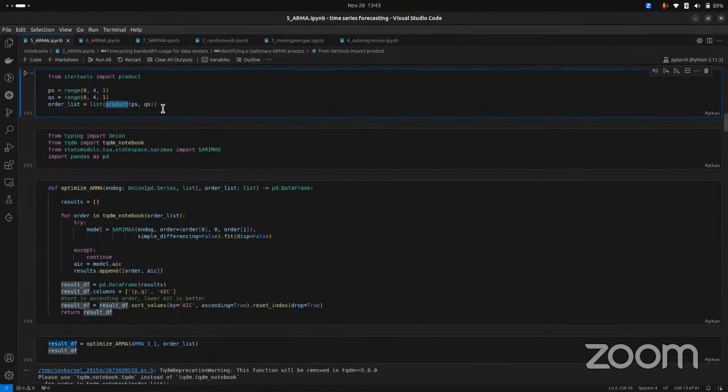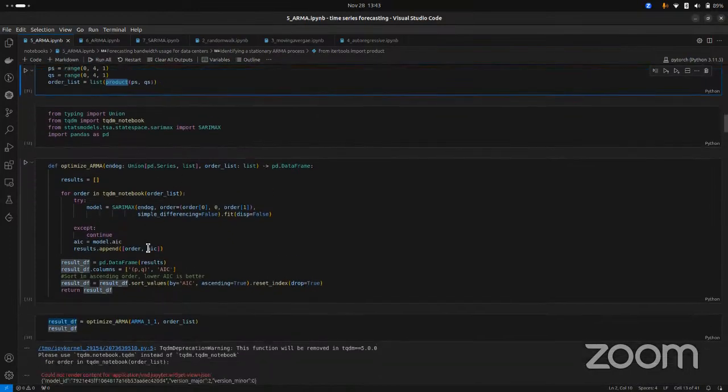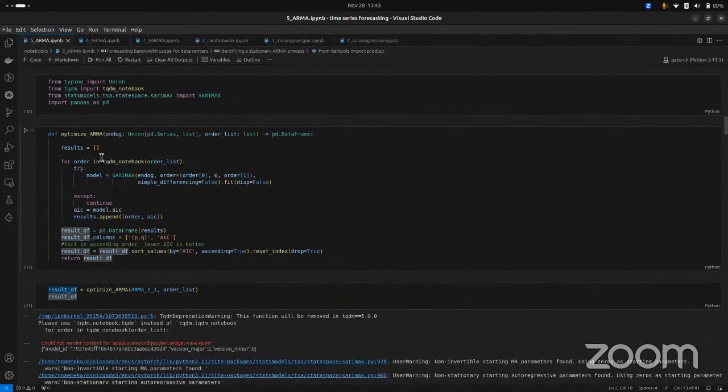So since we have this, we are going to create a function called optimize ARMA. It's going to take a list and a pandas data frame. We're going to append the AIC to this list, and we're going to build the data frame. Let me go again. This is a list, so we're going to iterate through this list.